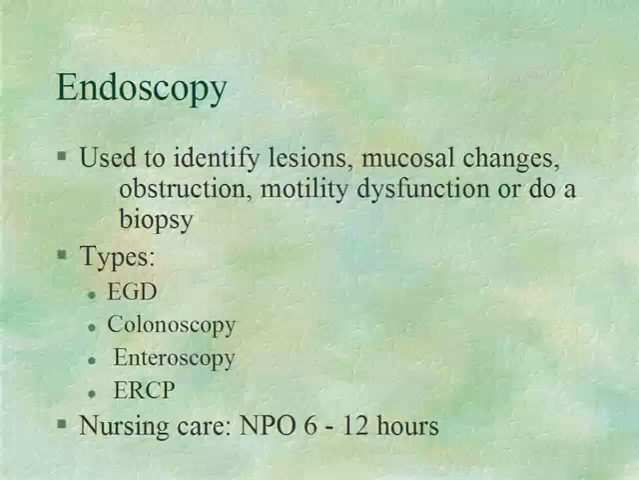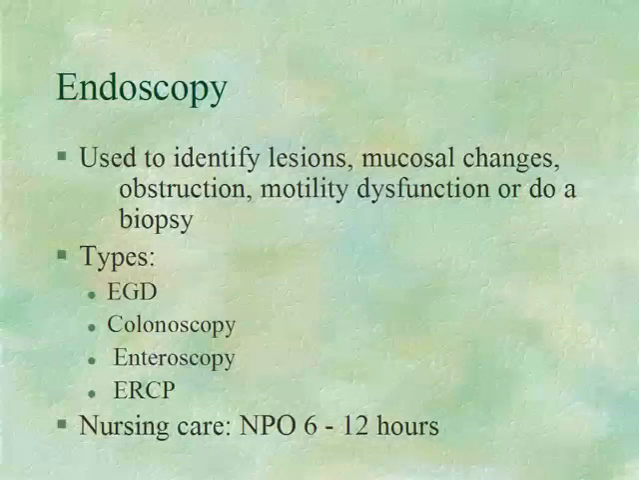Endoscopy is used to identify lesions, mucosal changes, obstruction, motility dysfunction, or to do a biopsy. An EGD is looking at your upper GI bleed. It is an esophagogastroduodenoscopy. Initials are a whole lot easier. It can be done at the bedside. Colonoscopy is looking for a lower GI bleed from the rectum to the distal ileum. And enteroscopy is looking at your small bowel, and that's beyond the ligament of Treitz.